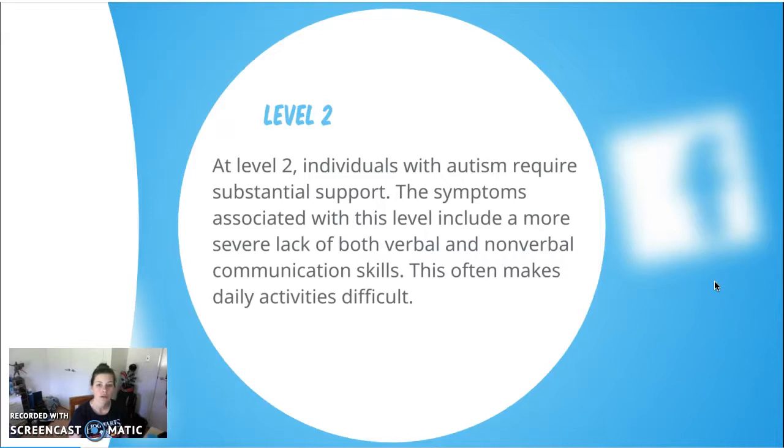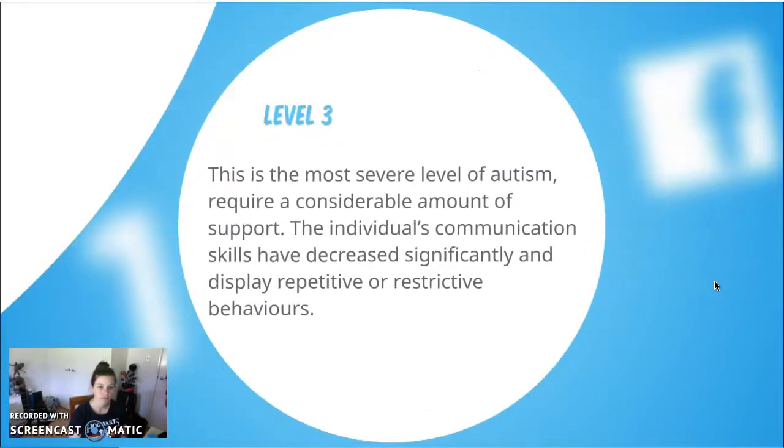Level 2. Individuals with autism require substantial support. The symptoms associated with this level include a more severe lack of both verbal and non-verbal communication skills. This often makes daily activities difficult.